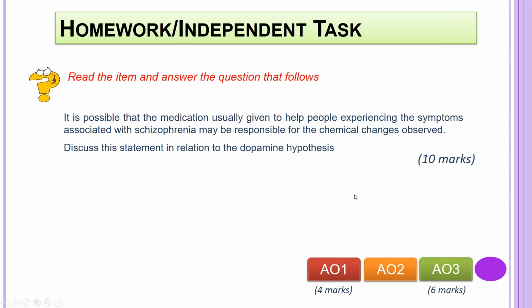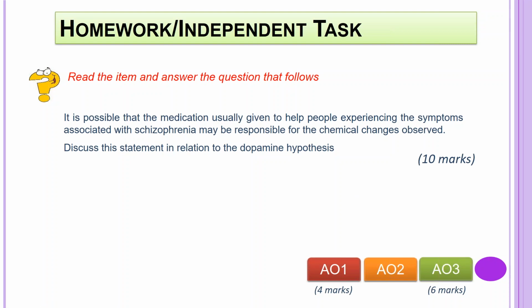So you may want to pause here. You want to spend about 15 minutes to 20 minutes having a go at this, and these are really, really important. 4 marks of AO1, 6 marks of AO3, 4 marks of description, 6 marks of evaluation. So discuss this statement in relation to the dopamine hypothesis.